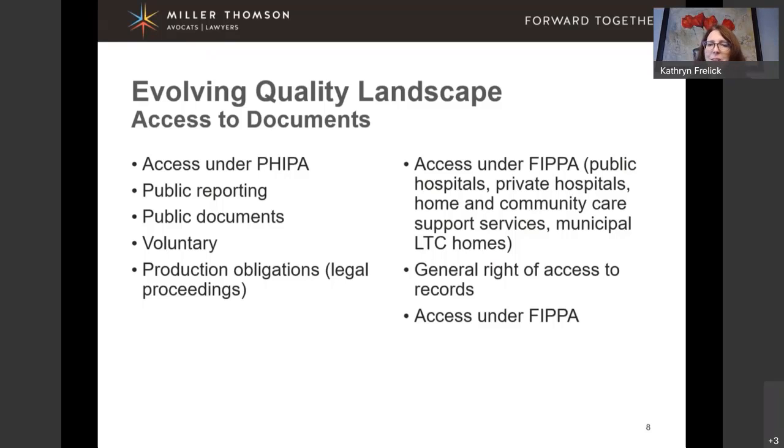And for some organizations, with the extension of FIPPA to broader public sector organizations, there may also be access rights under FIPPA. And so that would apply to hospitals, home and community care support services, and municipal long-term care homes. The right to access under FIPPA creates a general right of access to records in the custody or control of the institution.